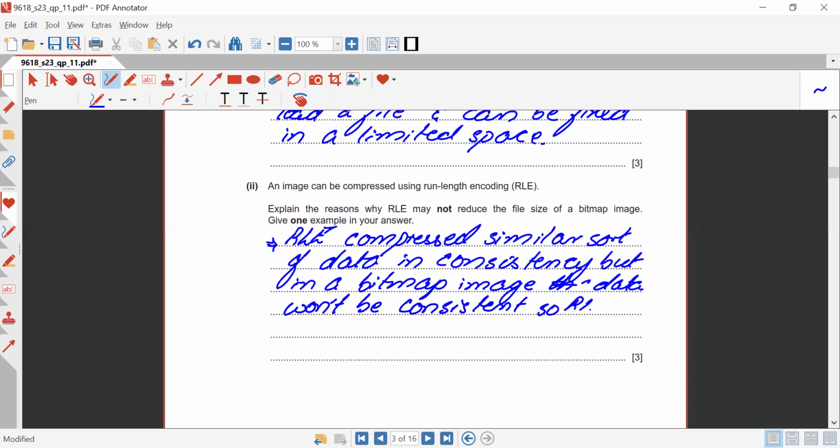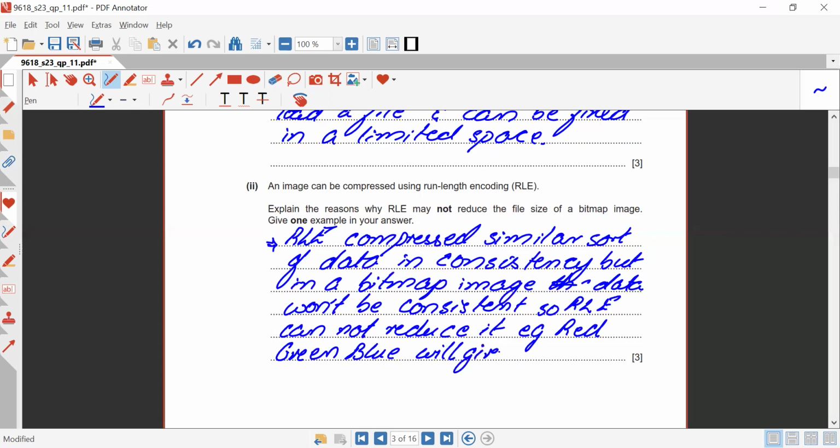So RLE cannot reduce it. Okay, now 2 points for explaining, and they are saying give one example in your answer. So for example, red, green, blue will give red one, green one, and blue one. I'm sorry, I didn't care about the space over here. You need to write in the lines.